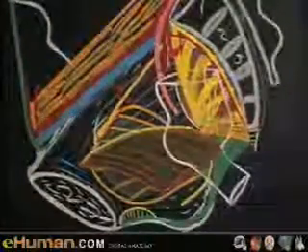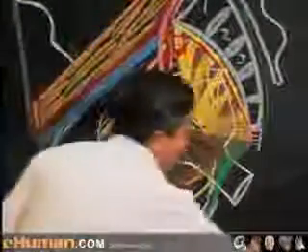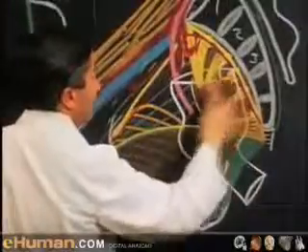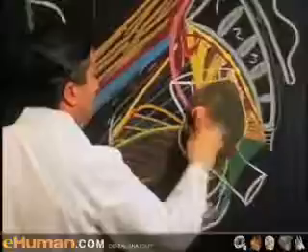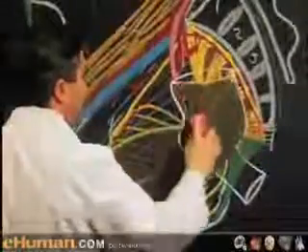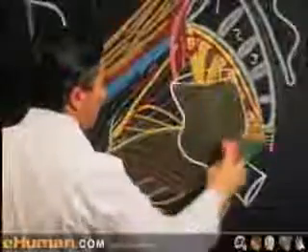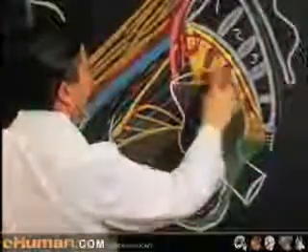Now, having put that structure in position, let us erase the structures that lie medial to it. The sacral plexus, the coccygeus, and just showing the region of the levator ani.